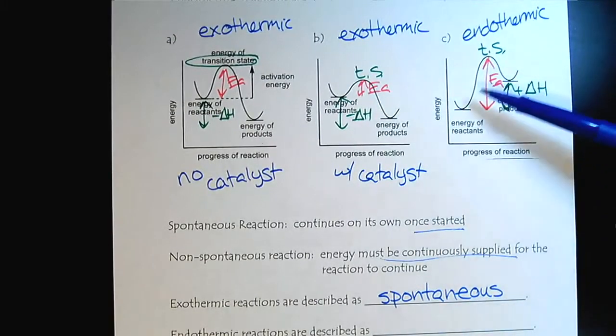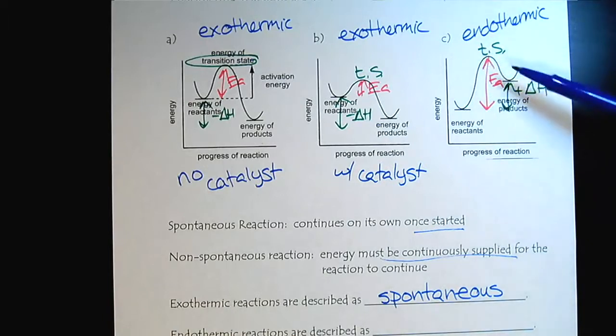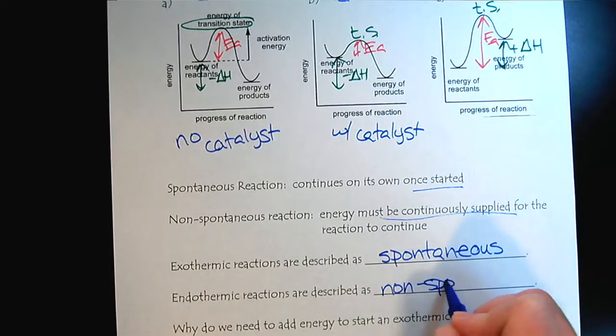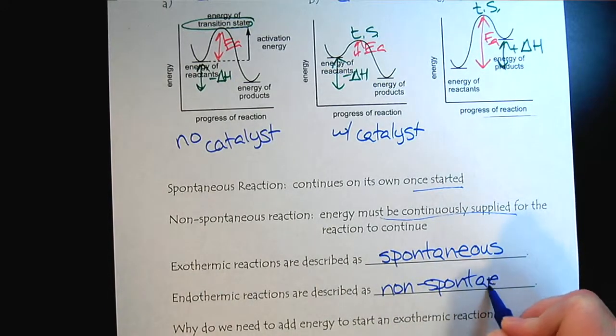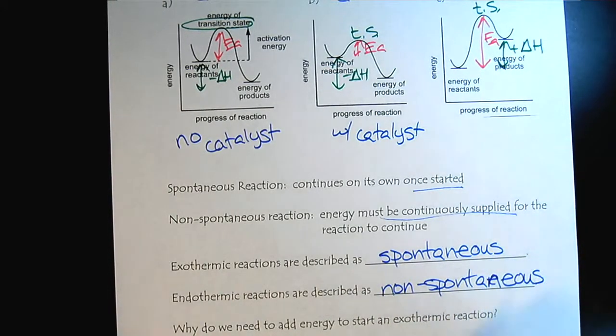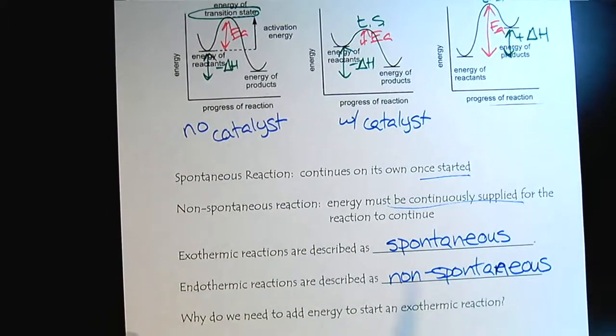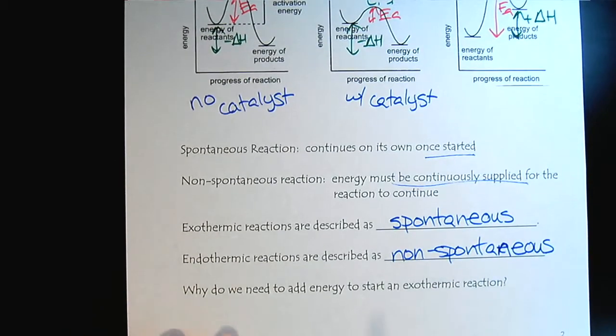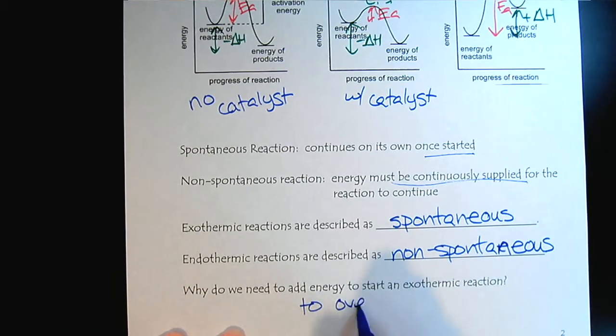Endothermic reactions, though, we're going to constantly need to be supplying energy because the products are higher than the reactants. So this is described as non-spontaneous. But why do we need to add energy to start an exothermic reaction? To overcome E sub A. Of course, once the reaction's going, then it fuels itself.